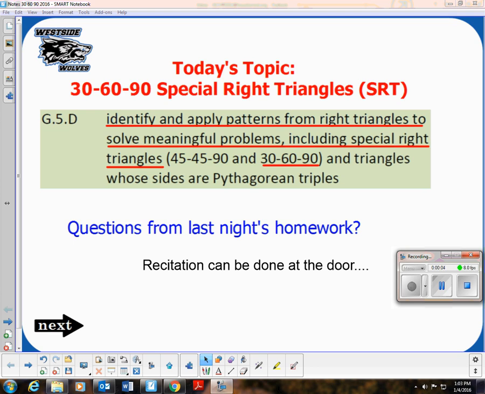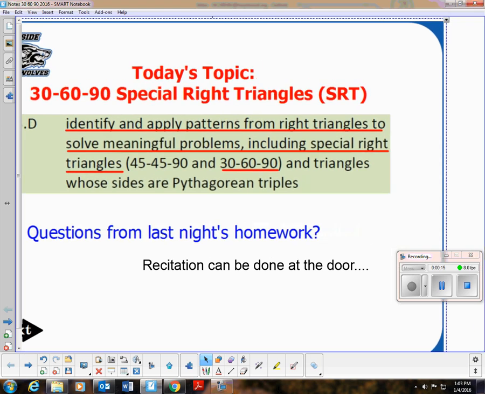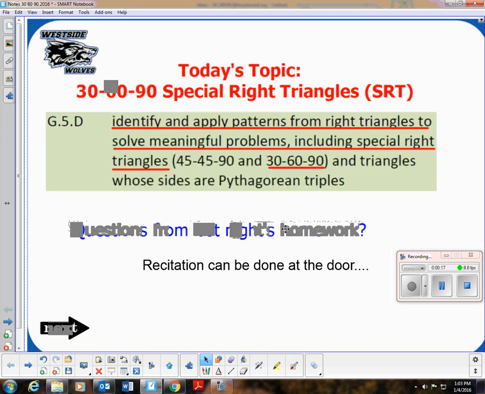Today we're going to do 30, 60, 90 special right triangles. Just like the day before, when we did a special pattern for 30, 60, 90, today we're going to do a pattern from the one before. We can get rid of this. Well, I guess we'll just leave that up there.